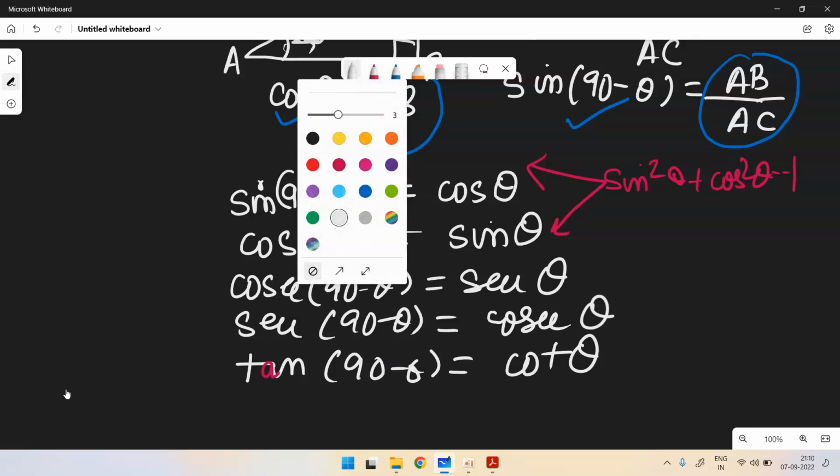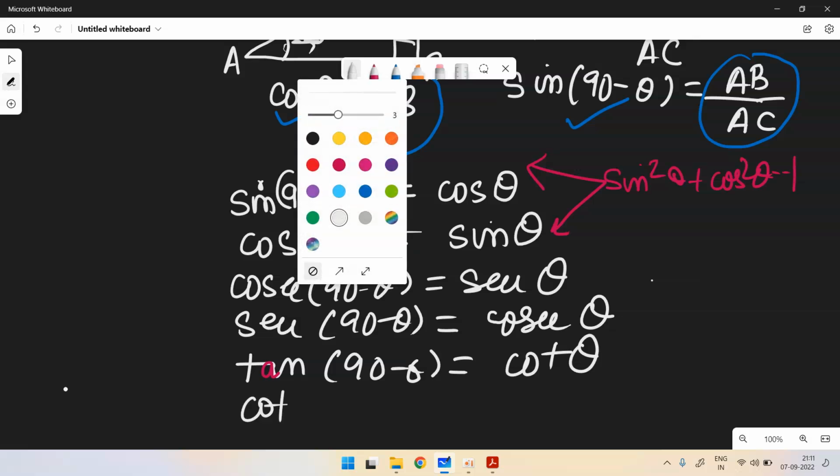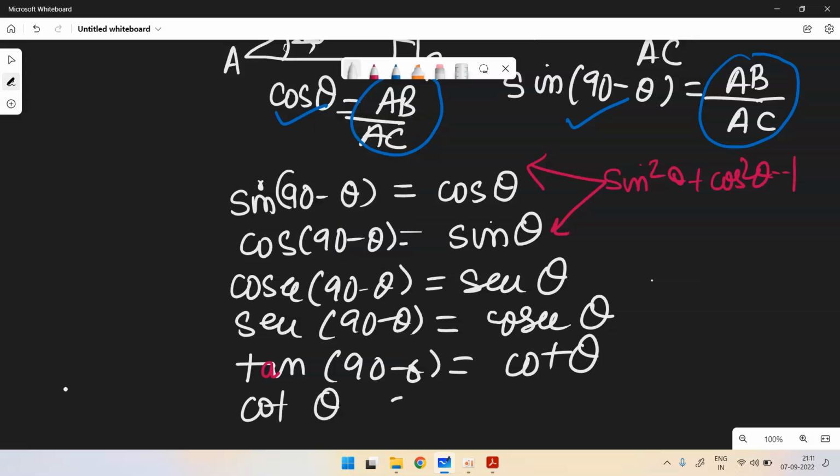Same, this is sine and cos, so cosecant and secant are directly related. From here, the inverse of this is also true. Now tan 90 minus theta equals cos theta by sine theta, which is cot theta. And if I take the inverse of this, cot 90 minus theta will be nothing but tan theta.